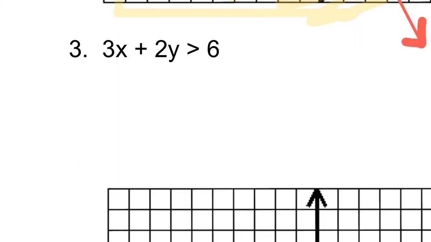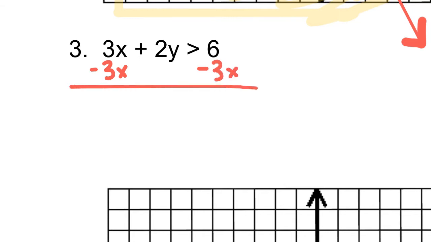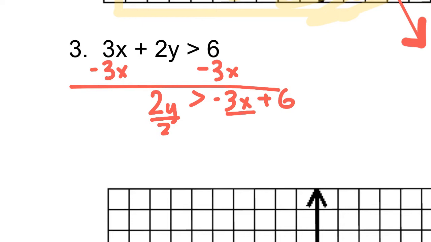For number 3, you can see it's not written in slope-intercept form. So we're going to isolate the y so that we can make this into slope-intercept form. I'm going to rearrange it so that the x comes first, and I will divide every term by 2 so that the y will be isolated.